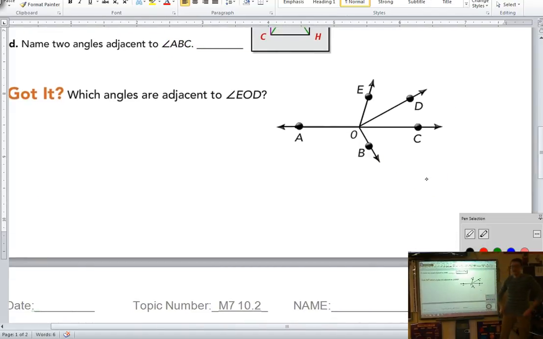So, in the Got It, try this on your own. I'm actually just going to give you a few seconds while I drink some coffee. What is adjacent to EOD? If I was you, I would highlight EOD to get used to seeing those angles. O is your vertex. E and D are the ends of your rays. There are a bunch of choices here.